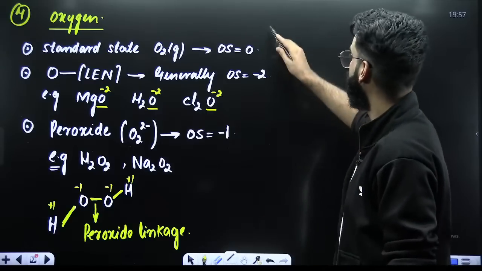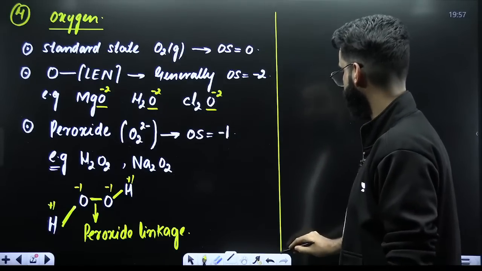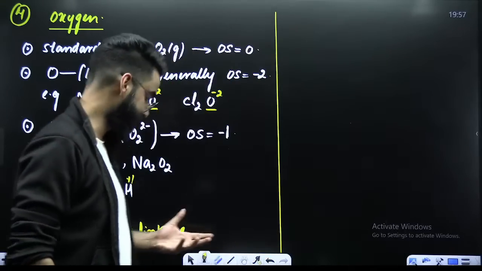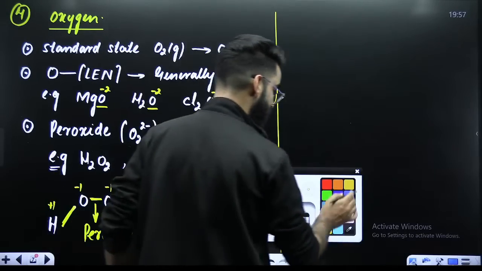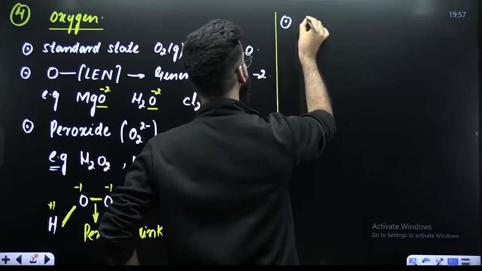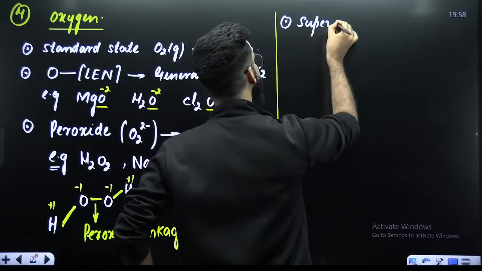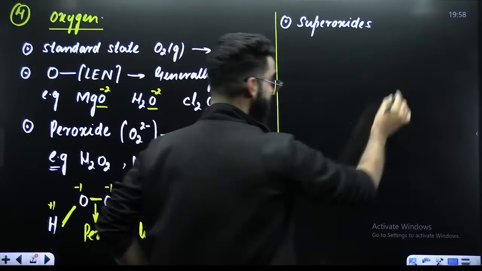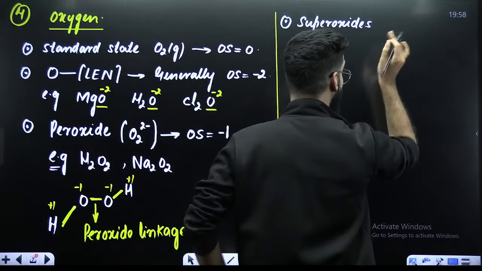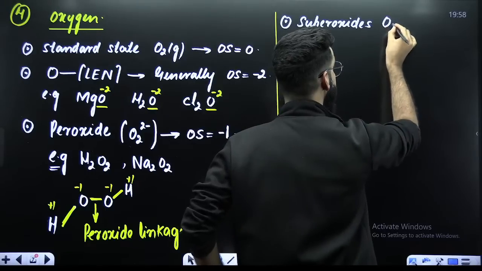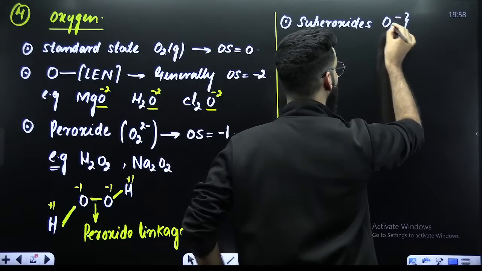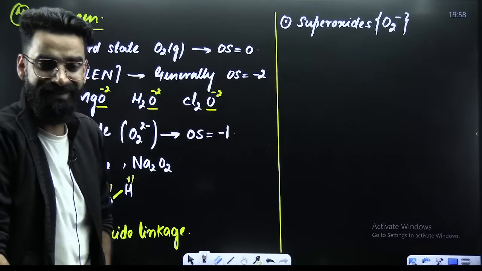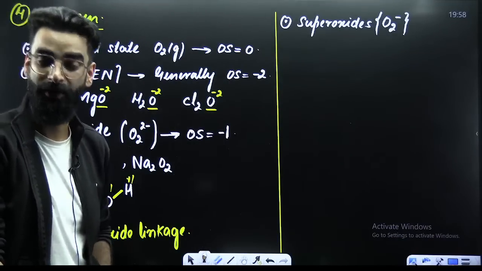Okay? Talking about this oxygen a bit more. My dear students, oxygen forms some more compounds as well. Oxygen forms superoxides as well, right? So basically, whenever you see oxygen in this form, O2 negative form, understand? Oxygen has formed the superoxide.